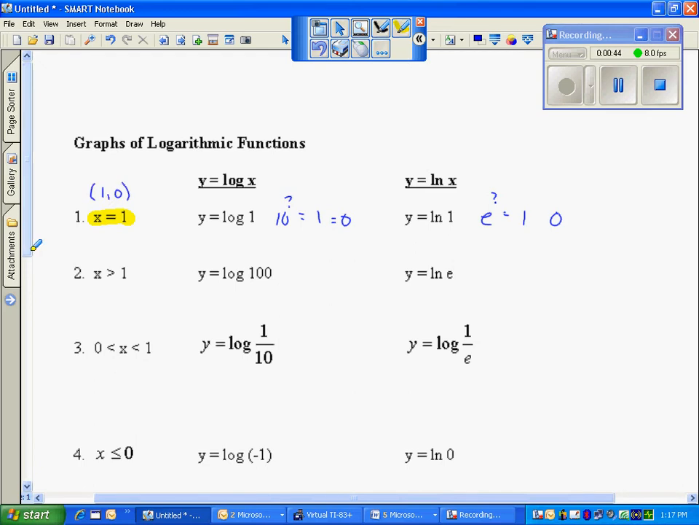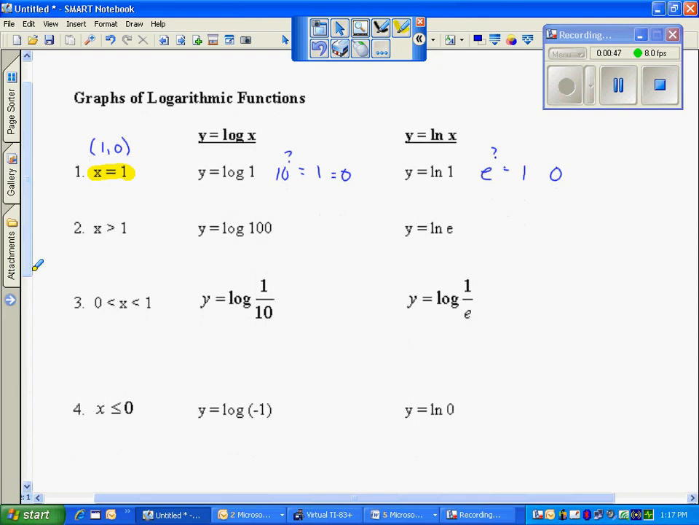In the second case, what happens when x is larger than 1? Well, 100 is a lot larger than 1. And I chose 100 because 10 to what power is 100? 2. I could have chosen 10 just to make it come out nice. 10 to what power is 10? 1. And in this case, natural log of e: e to what power is e? That answer is 1. So we're getting different values now, but we can see that when x is greater than 1, these are positive values. So we'll be plotting those here in just a moment.